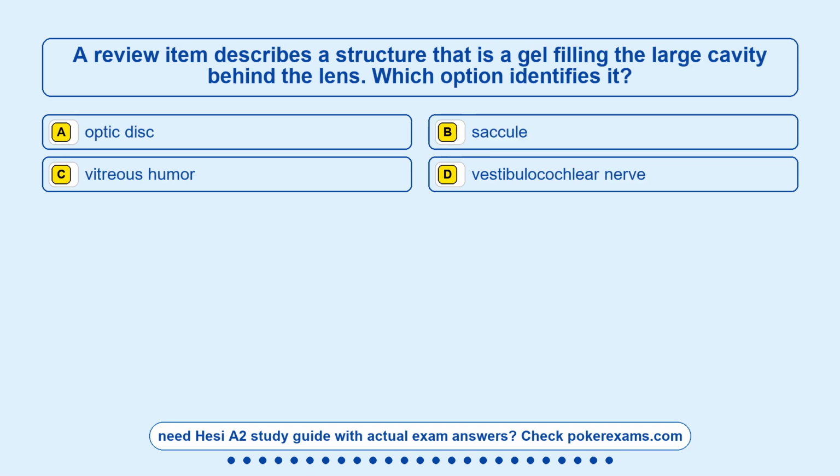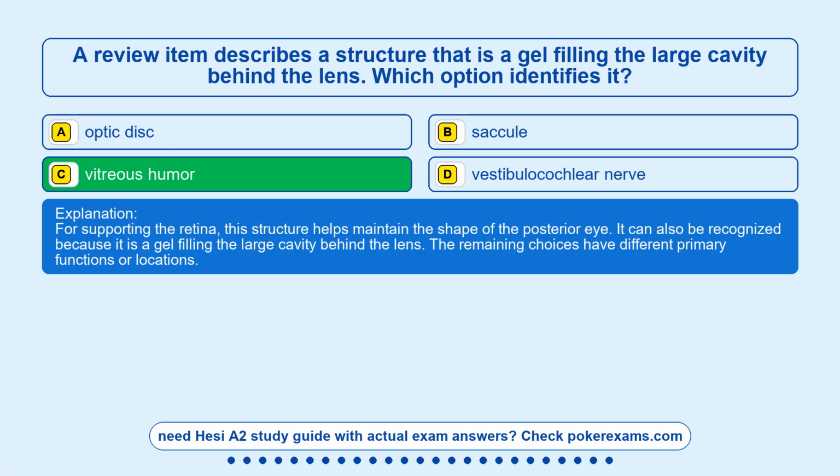Question 24. A review item describes a structure that is a gel filling the large cavity behind the lens. Which option identifies it? Option A, optic disc. Option B, saccule. Option C, vitreous humor. Option D, vestibulocochlear nerve. The correct answer is option C, vitreous humor.